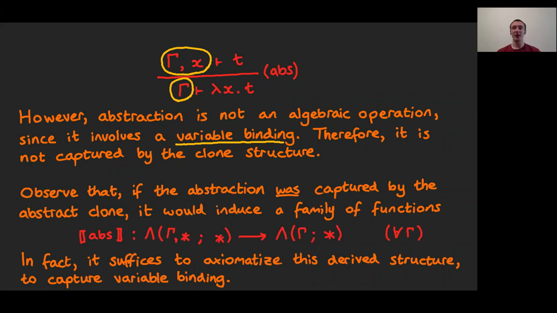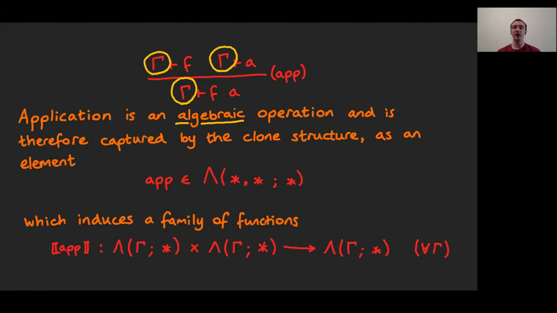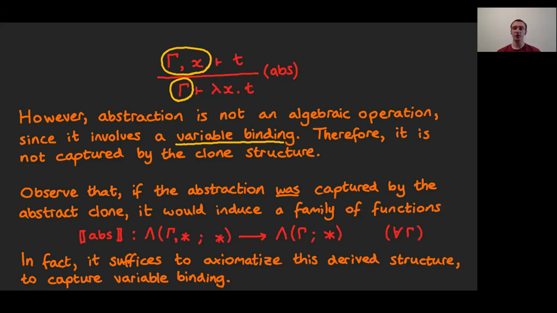However, if we pretend for a moment that somehow it was captured by the clone structure, by analogy to the previous slide, it should induce an operation as a function on the sets of terms. And in particular, it should induce this family of functions, which takes a term in an extended context and returns a term in the original context. And this is indexed over all contexts gamma. And the insight is that it suffices to axiomatize this algebraic structure on top of the clone in order to capture variable binding operations. So we're sort of axiomatizing the derived structure that we want rather than it being intrinsic to the clone itself.